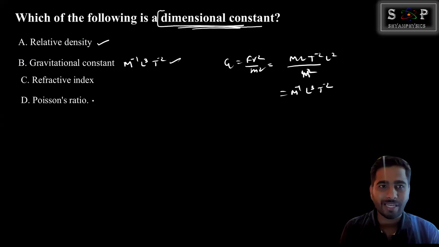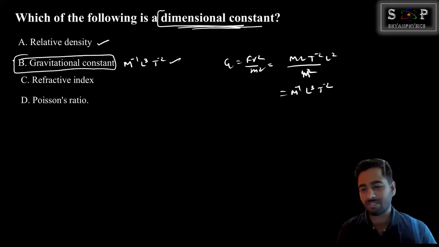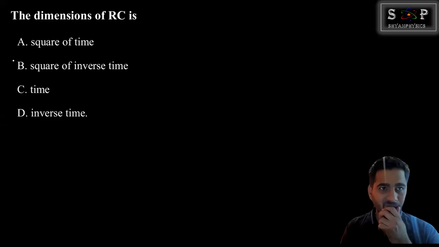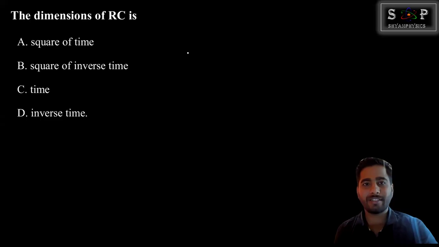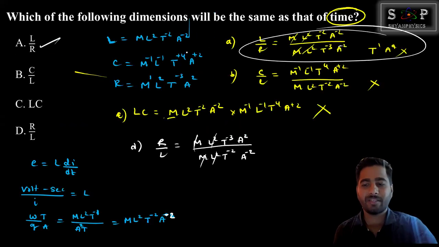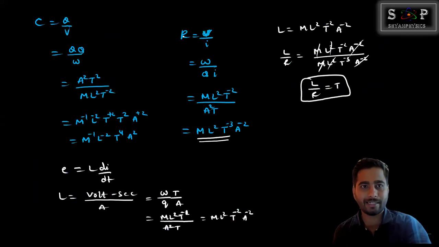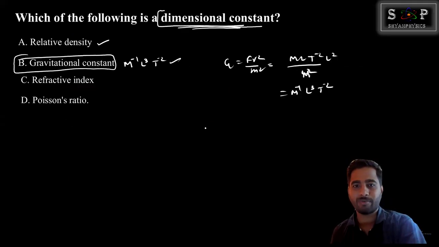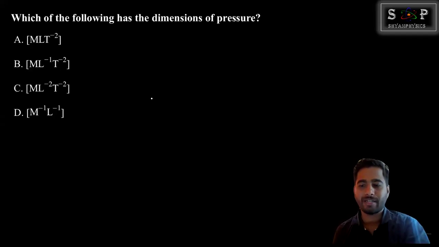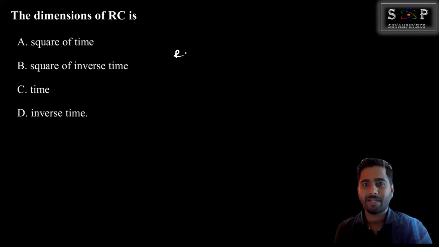Poisson's ratio also does not carry any dimensions. Which of the following is a dimensional constant? The dimensional constant is the gravitational constant. Next, dimension of R and C. Recently we solved the R and C values right here. Yes, exactly at this point. R value we got M L^2 T^-3 A^-2. We'll write here R value M L^2 T^-3 A^-2.